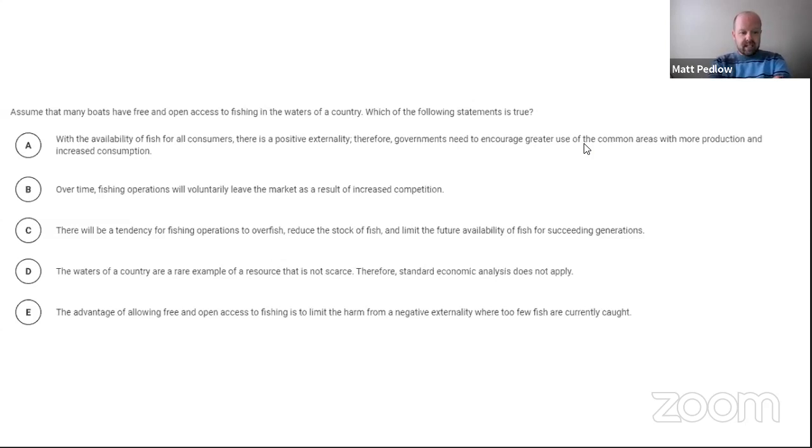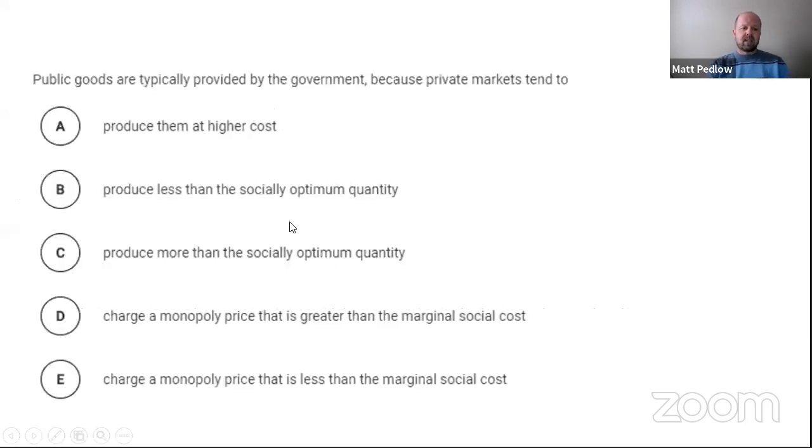And then E, because obviously the United States doesn't just control the oceans. That's not all of ours. They've divvied it up, so it is a scarce resource. And then E, the advantage of allowing free and open access to fishing is to limit the harm from a negative externality where too many fish are currently being caught, and that is, of course, not true. So you go back to C, reduce the stock of fish. And the last one, public goods are typically provided by the government because private markets... take 20 seconds, go through and figure this one out.